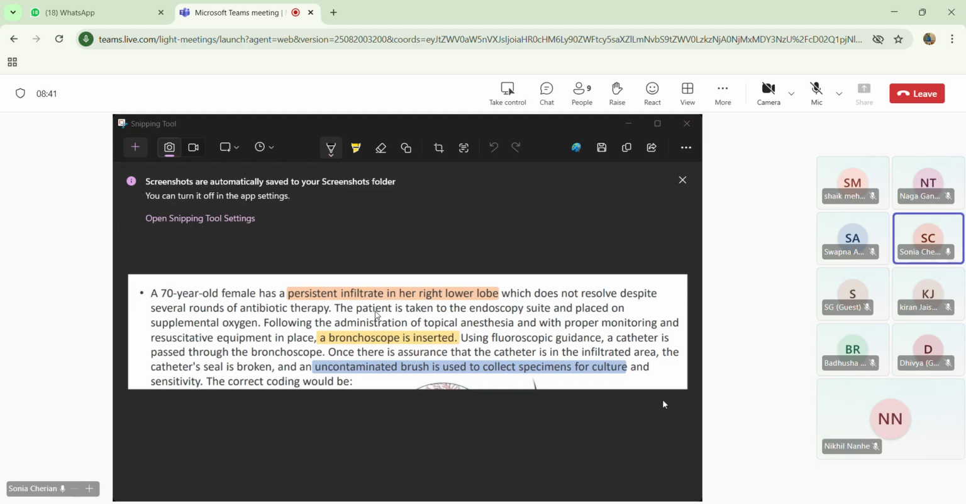It's an uncontaminated brush, or we call it a protected brush. It won't get contaminated easily. So here you can see the patient has had a bronchoscopy done, and through the bronchoscopy, the surgeon is doing brushing and collecting the specimens for culture. So what would be the CPT?